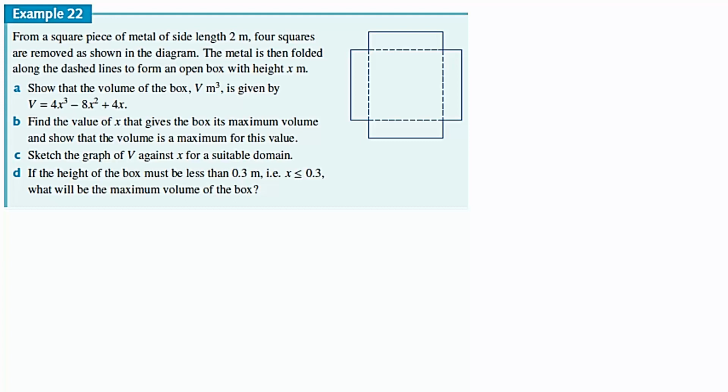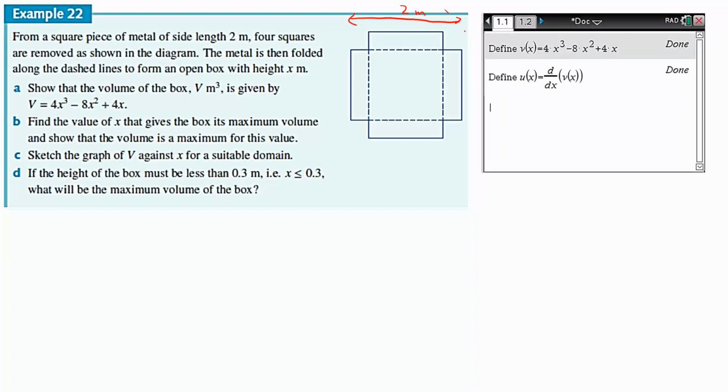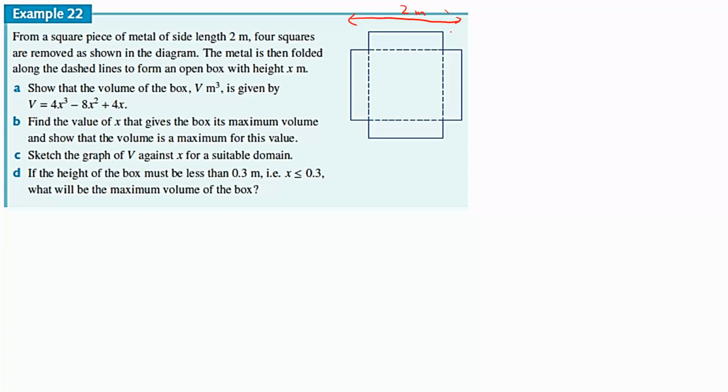I'll help you out by drawing the diagram. They tell you that you've got a metal sheet that is 2 meters long, and they've cut out x amount of squares. So now you've got 4 squares that have been removed. That little x there has been removed. This is a square, 4 squares have been removed. And they fold them, and it becomes a sort of little box.